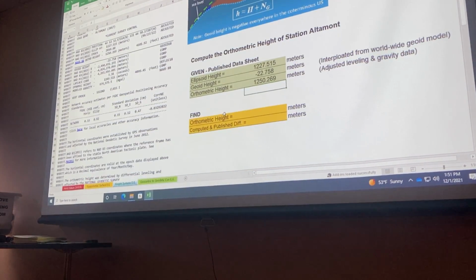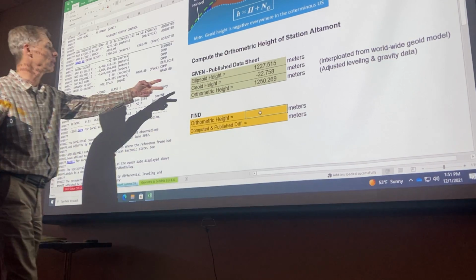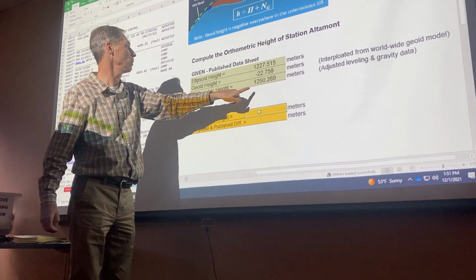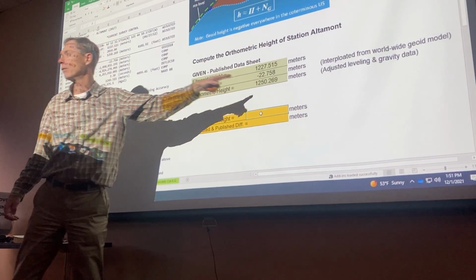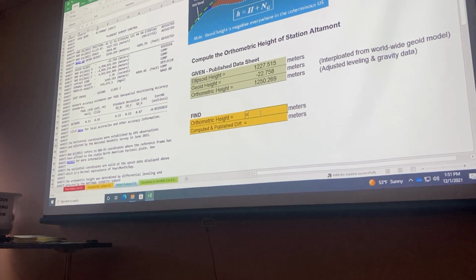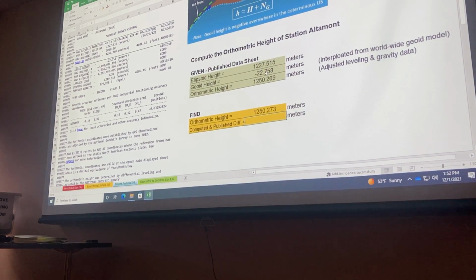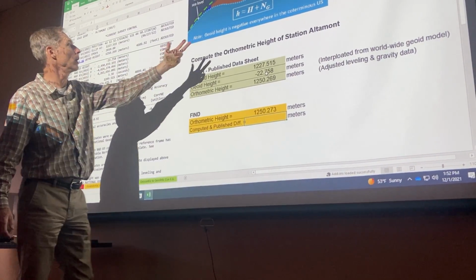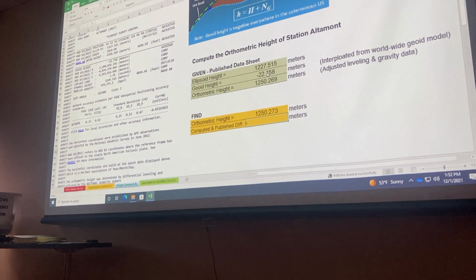Okay, now let's do some computations. How do I compute the orthometric height? So if I was given the ellipsoid height little h, and the geoid height capital N, what do we have to do to get orthometric height? Okay, and remember the geoid height's a negative number, so we wind up just subtracting the negative. So that's going to be equal to the ellipsoid height minus the geoid height. And notice it's not quite the same. On the data sheet, it's 1250.269. If we run it through the formula, we get 1250.273.